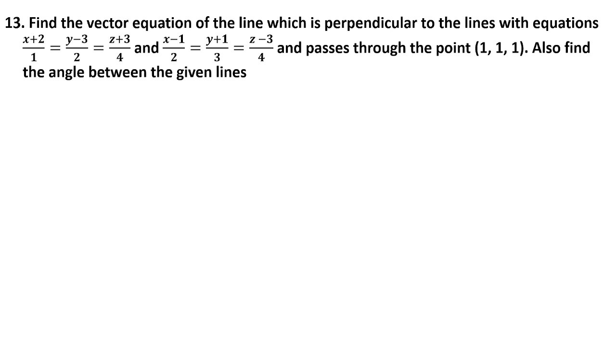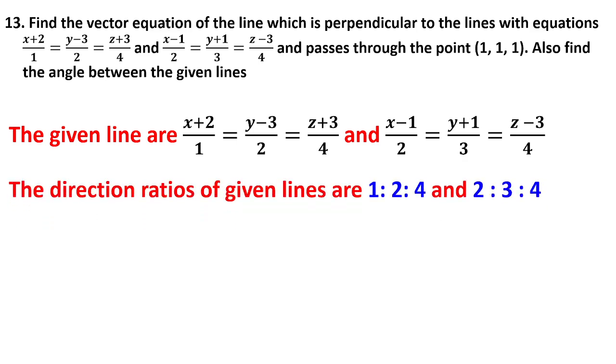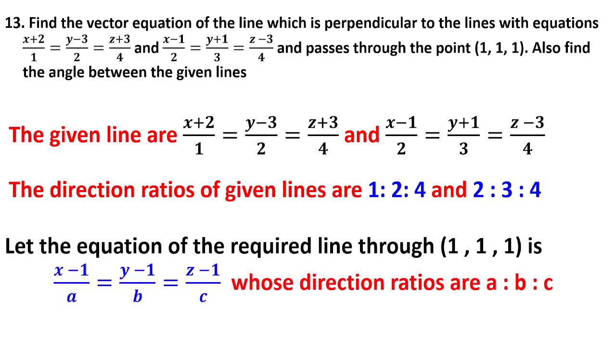You have to find the vector equation of the line which is perpendicular to the given lines and passes through the point 1, 1, 1. Also, you have to find the angle between the given lines. Now, the two equations are given to you. Check whether they are in standard form and get the direction ratios and keep it ready: 1, 2, 4, 2, 3, 4. Now, let us assume that the required line is passing through 1, 1, 1. Therefore, it will be x minus 1 by a, y minus 1 by b, z minus 1 by c. We have to get the value of a, b, c.